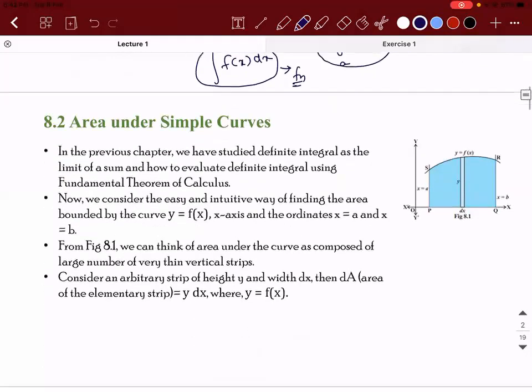This chapter is broken into two parts. One is area under simple curves and area made by a curve with a line. The next part is about area made between two curves. That's it. With that, we are done.